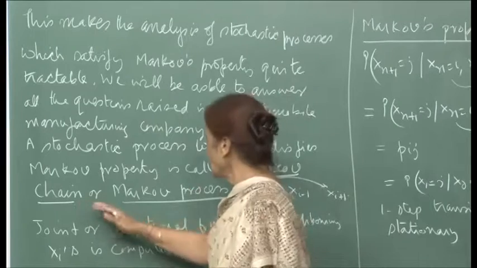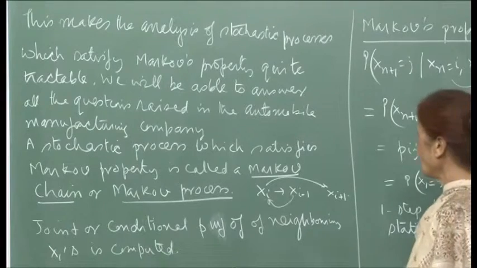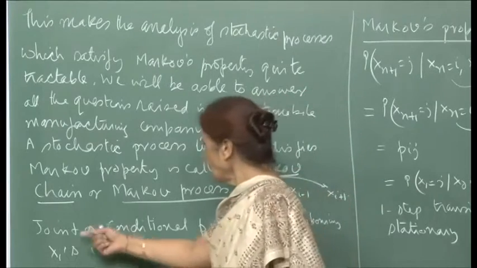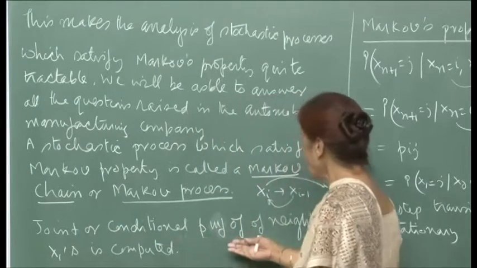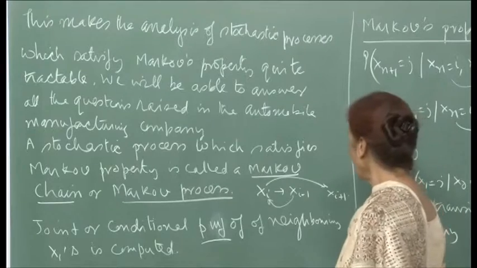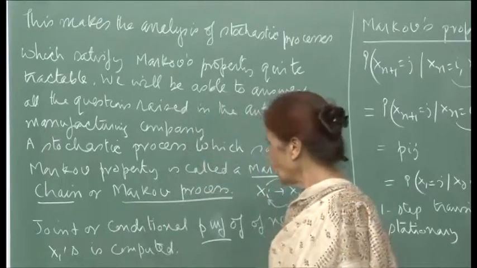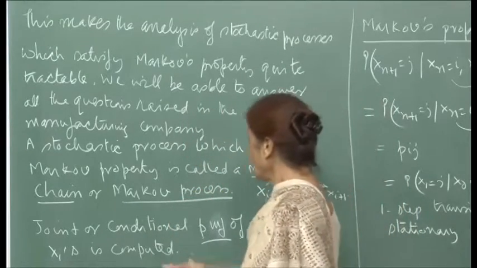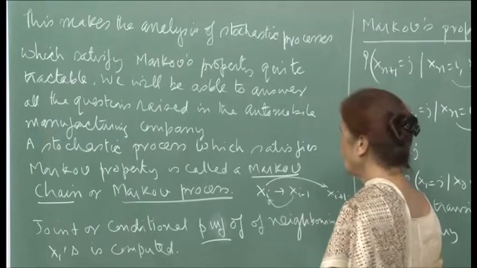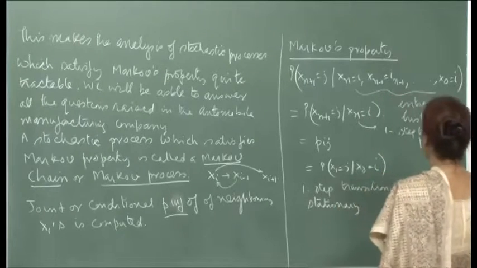I will be using the word Markov chain or Markov process with the same meaning, synonymously. With the Markov property being satisfied by a process, we just need to compute the joint or the conditional probability mass function. Remember, I am talking about discrete processes. So a joint or conditional PMF of neighboring Xi's is computed. It simplifies, and therefore, when you have two variables, you can very easily compute the joint or the conditional PMF of two variables, and with that we are able to analyze the process over the long term.